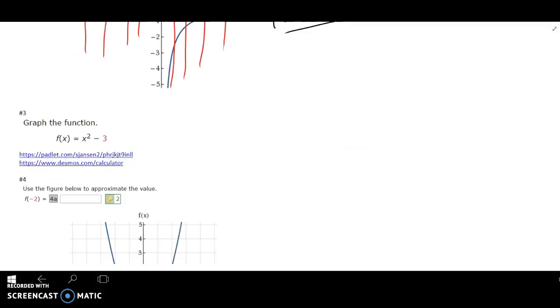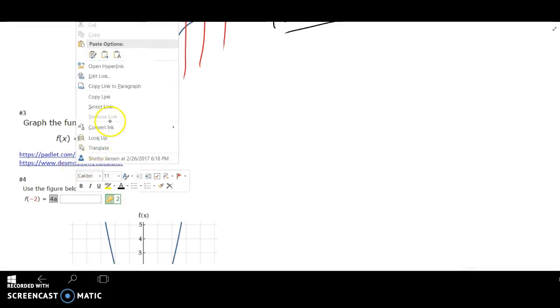Our function is f of x equals x squared minus 3. So we've got that basic u-shape function with its vertex at 0, 0, and then we're going to subtract 3 from it. It's going to maintain that shape, but where is it going to go? What does that minus 3 do? If you've worked with a lot of transformations, you already know what's going to happen. If not, put it in your graphing calculator and you'll be able to see what happens.